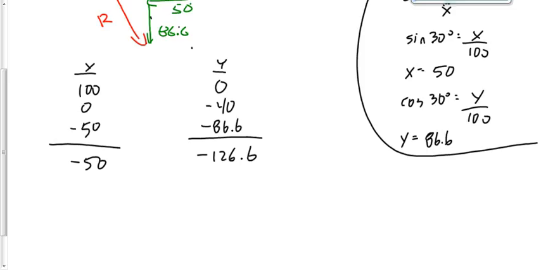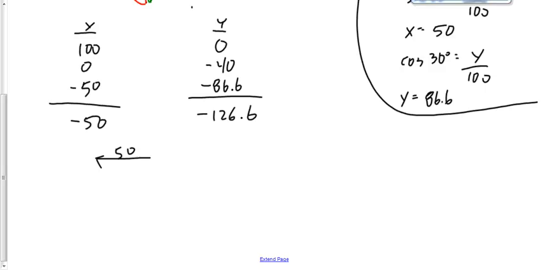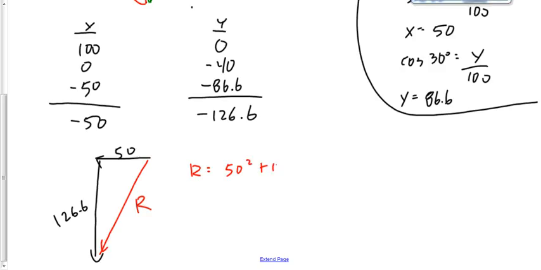So we're going to draw 50 to the left. We're going to draw 126.6 down, and our resultant vector goes right here. Who has the value of the resultant vector there? Square root of 50 squared plus 126.6 squared. Matt, what is it? Yes, that should be positive 50. You're right. Thank you. Mistake there.